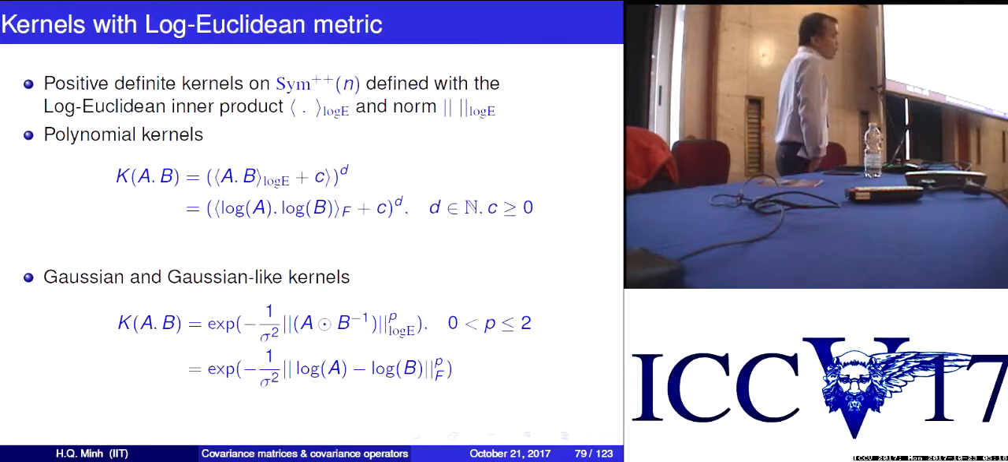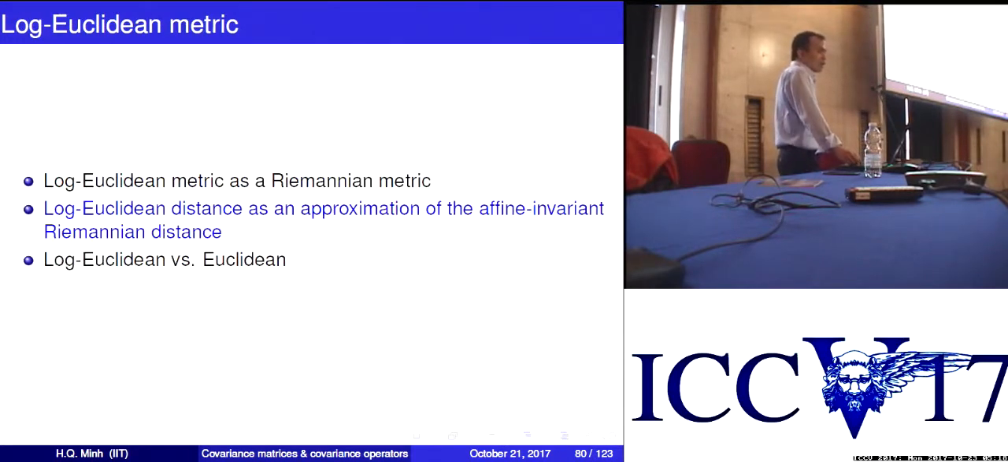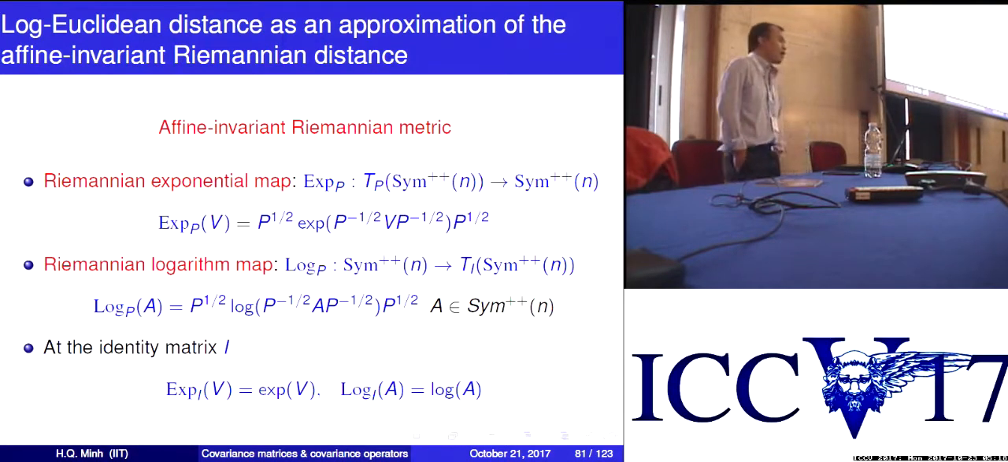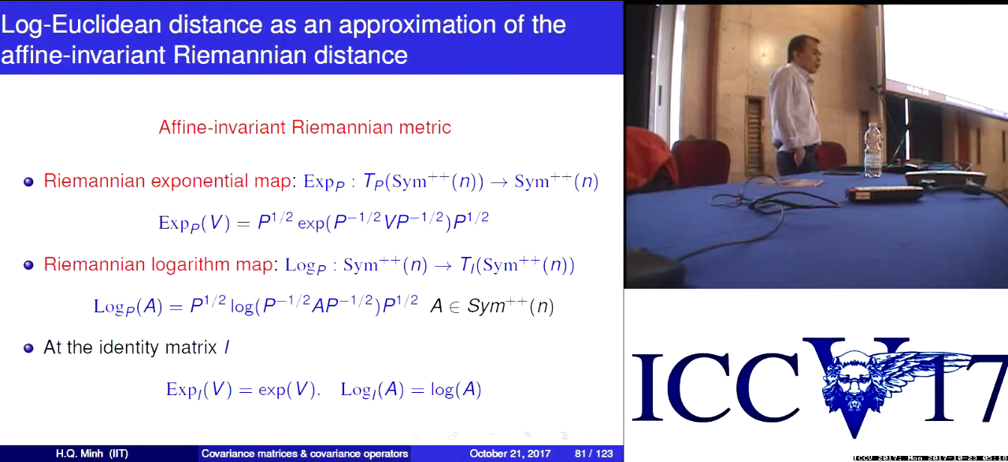So this has to do with the fact that under the Laplacian metric, we actually have an inner product space. So that is the view of the Laplacian metric as a Riemannian metric. It's a Riemannian metric, but it can also be viewed as an approximation of the affine invariant Riemannian distance. And we were talking about the exponential map for the affine invariant metric and so on. It can be computed explicitly.